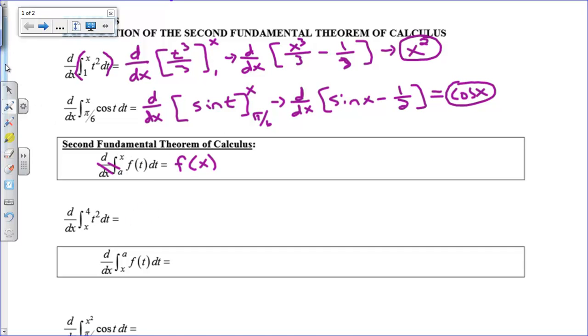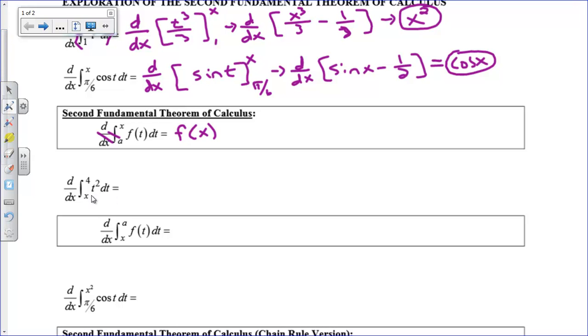Now what if I have an x on the bottom and I'm going up to a number? Well, we should know that we have the right to flip this around. I could do the negative derivative of our integral from 4 to x. You have the right to switch these if you want. Just make sure that you negate your integral if you do so. And then I've got t squared here.